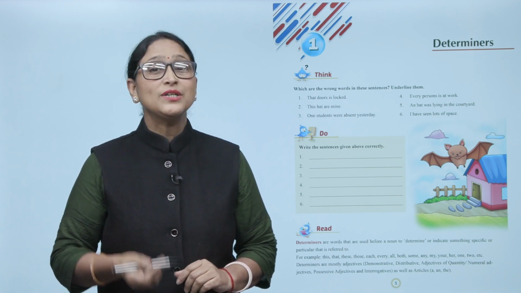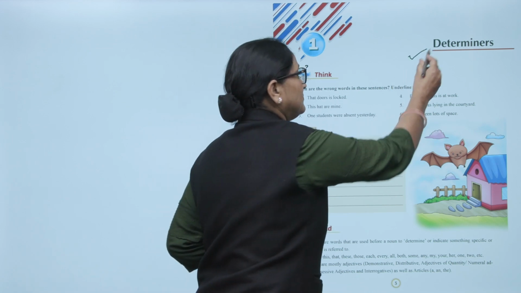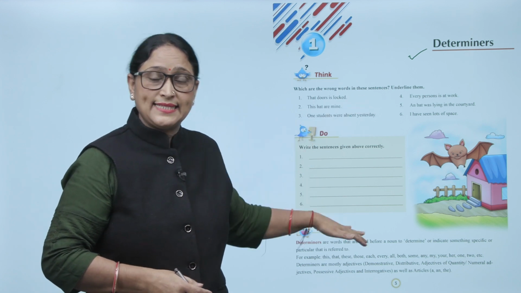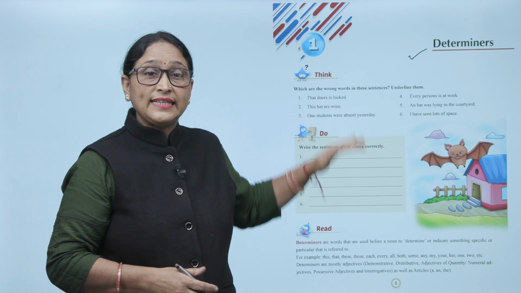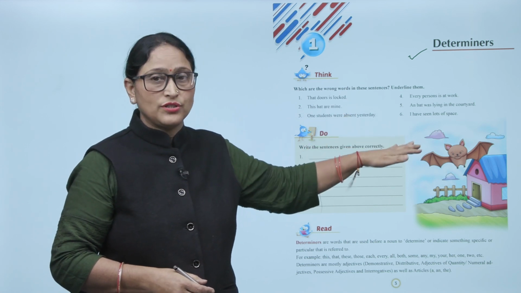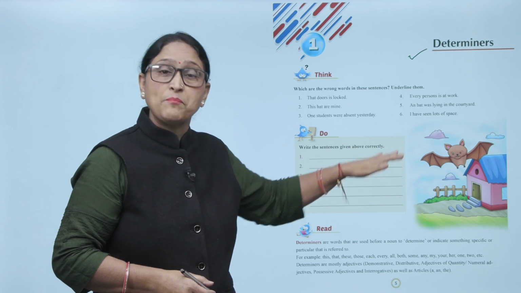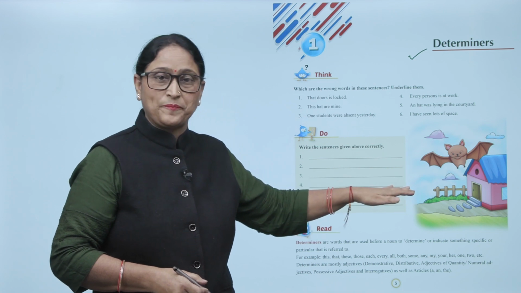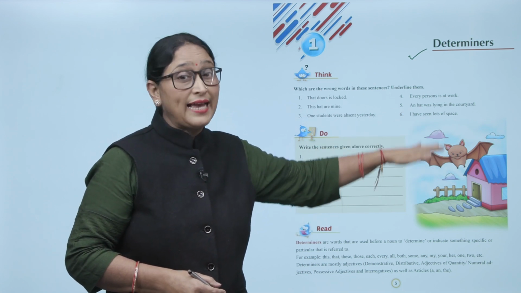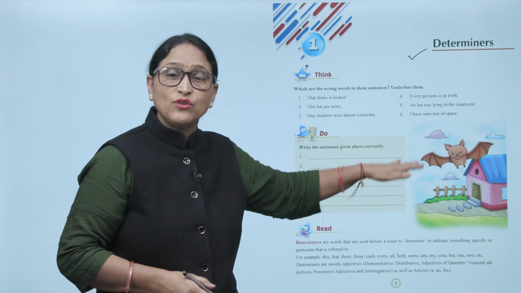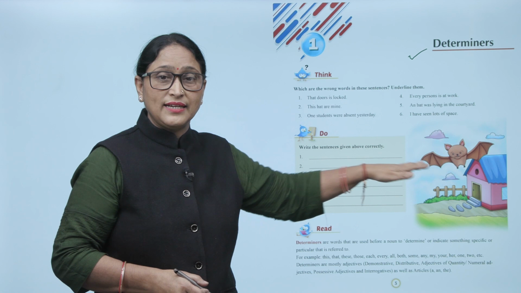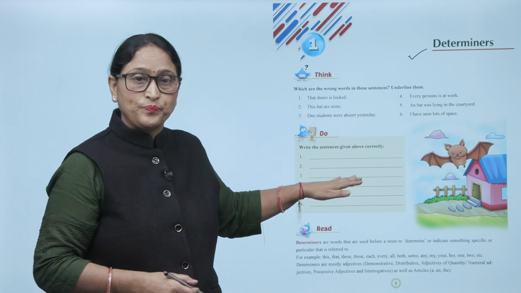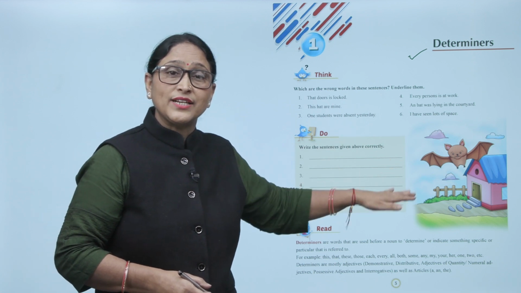Children, now we will do determiners. Think. Which are the wrong words in these sentences? Underline them. That doors is locked. This hat are mine. One students were absent yesterday. Every person's is at work. And bat was lying in the courtyard. I have seen lots of space. Now do. Write the sentences given above correctly.